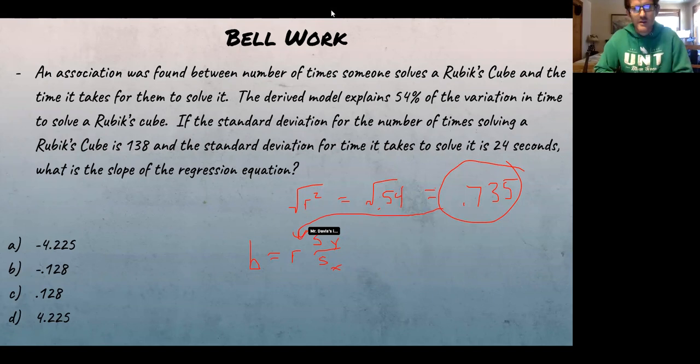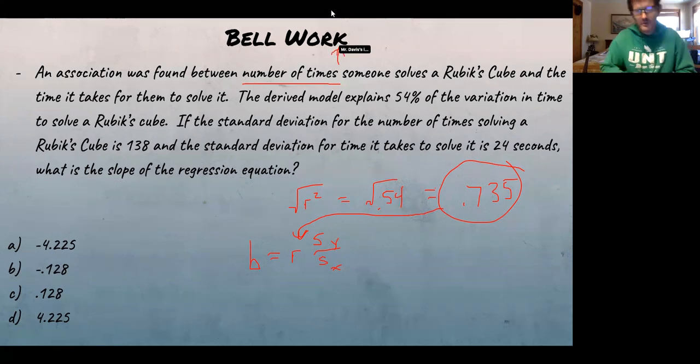And I want to think, okay, what's being correlated? We've got the number of times someone solves a Rubik's Cube and the time it takes for them to solve it. So there's no other clues in here except knowing what the two variables are and figuring out, should this be a positive or a negative correlation? So just intuitively, if you see that someone has solved this more often, would you expect them to solve it faster or slower?